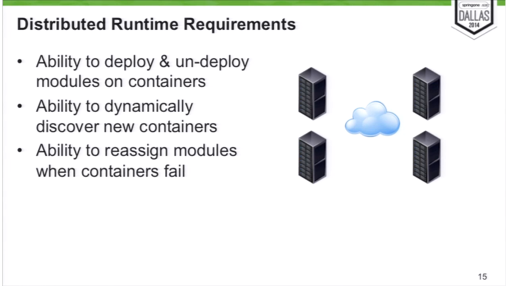So thinking about the requirements that we have for our runtime, first and foremost is the ability to deploy modules, obviously, and the ability to undeploy modules when necessary. Since we expect this to be a dynamic system that can be scaled up or down on demand, we also need the ability to know when a new container arrives, and the flip side of that is we need to know when a container leaves so that any work that container was doing can be deployed to any other container that is running in the system that meets the qualifications to host that module.